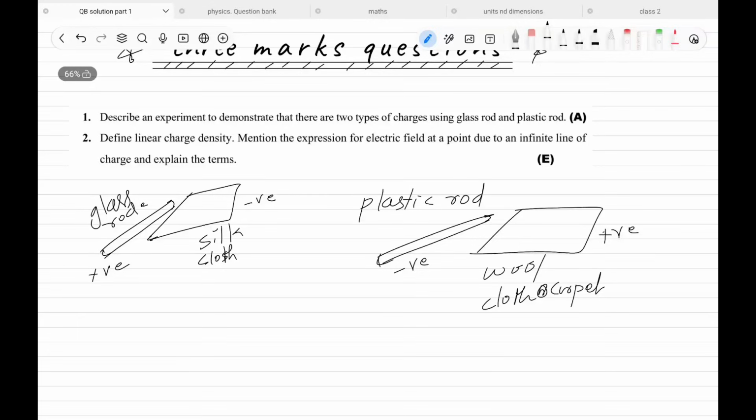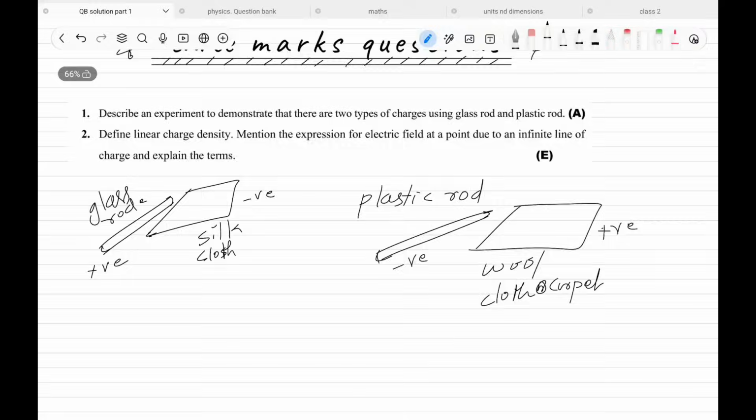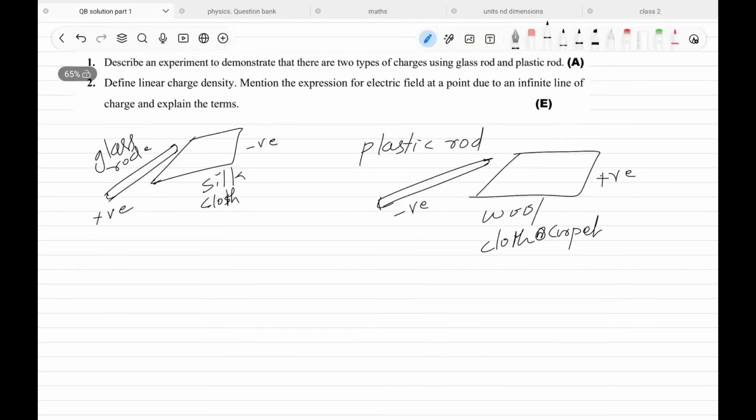Okay, how do you have to write? Either you can explain by the diagram or using sentences also.